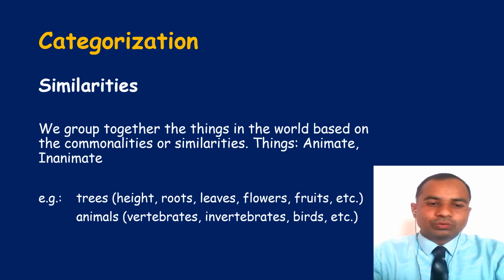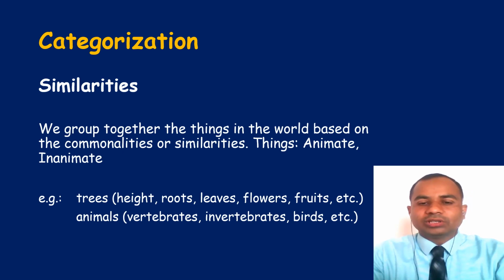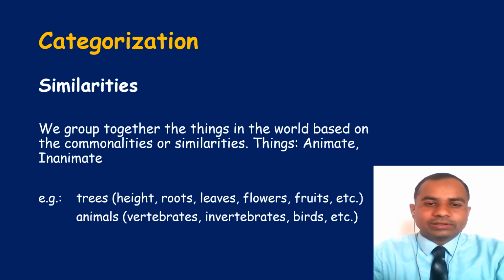And within that, in the living things we have trees, animals, humans. For example, trees are even further divided on the basis of structure, on the basis of leaves, roots, or height, and on the basis of flowers, fruits, fruit-bearing trees, for example. And even about the animals, we have vertebrates, invertebrates, and we have amphibians, we have birds, and so on and so forth. So let us see in detail.